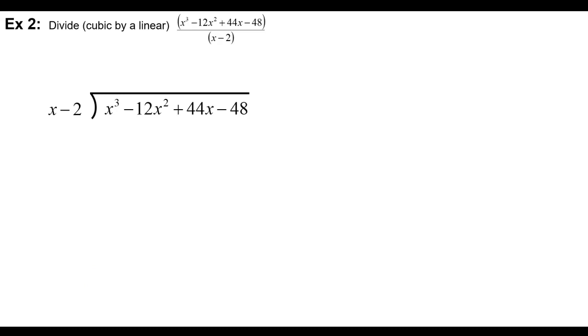Okay. Let's see what we remember. What's my first step? First term divided by the first term. X cubed divided by x. Let's go and write it off to the right. Make a little section that says divide.